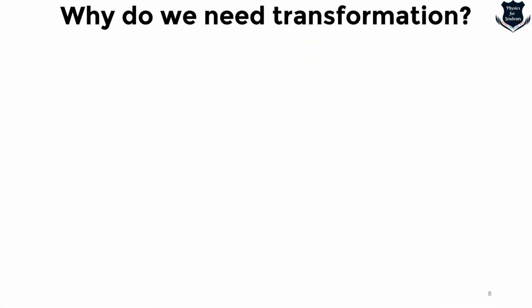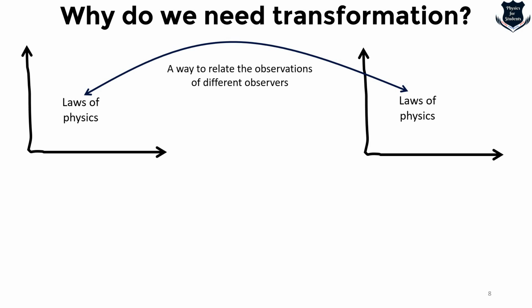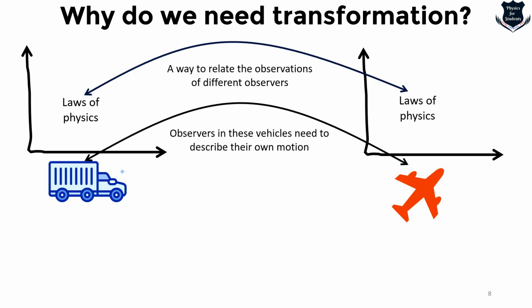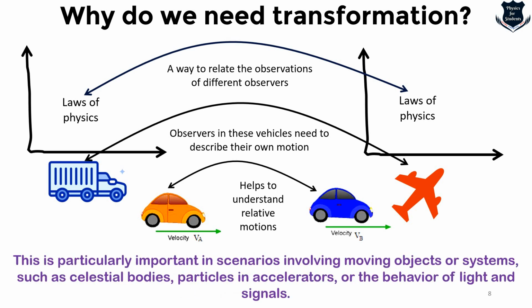What we saw in the last few episodes is that the laws of physics in one frame of reference and another frame of reference, when they transform, there is a way to relate the observations. So when a truck is observed from an airplane, we see that observers in these vehicles need to describe their own motion. The velocity of one particular car gets transformed into the other. In all, it helps us understand relative motions.